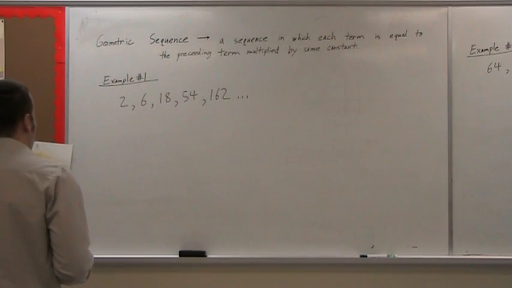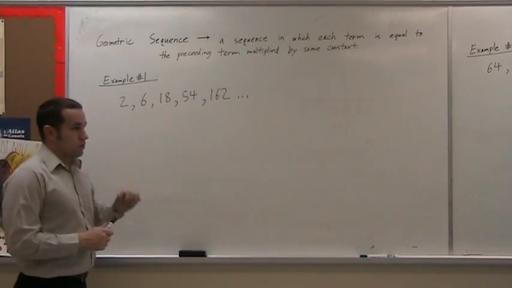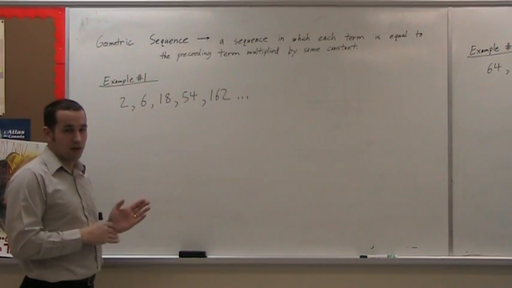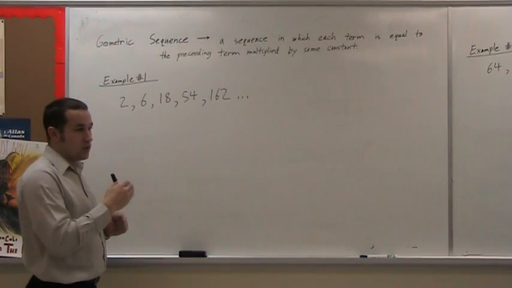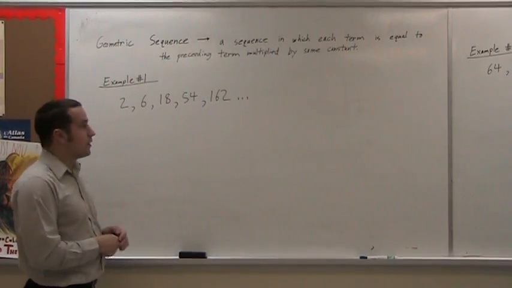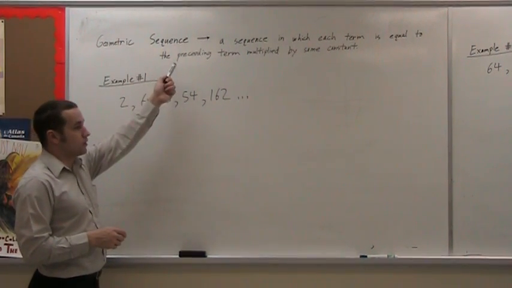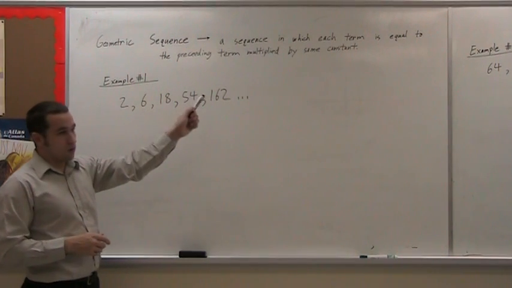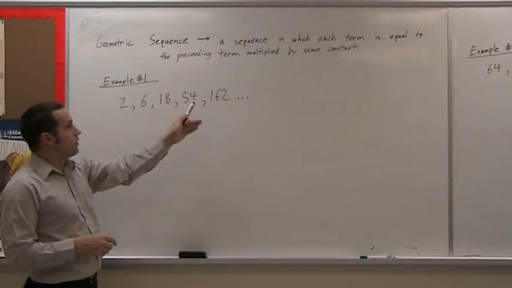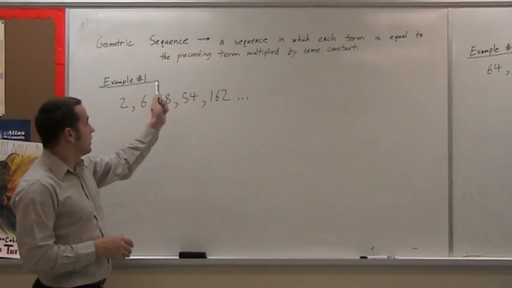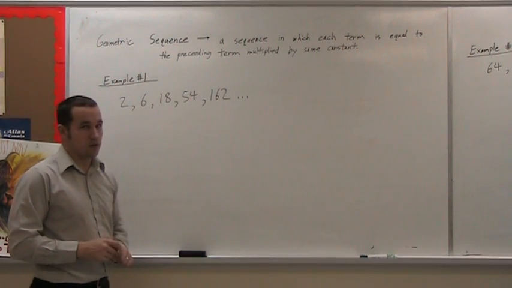Okay, we last talked about arithmetic sequences, where we were taking a first term and adding or subtracting the same amount each time to get the next term. The next type of sequence we're going to talk about is called geometric sequences. You can pause to copy this down if you like. A geometric sequence is one in which each term is equal to the preceding term multiplied by some constant.